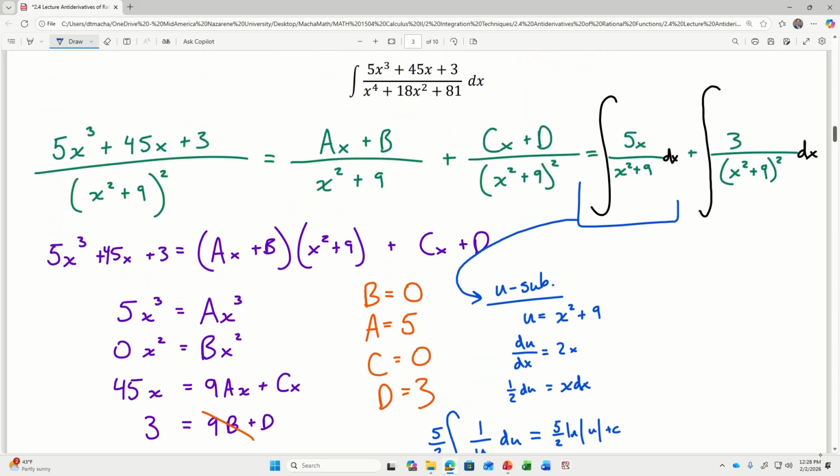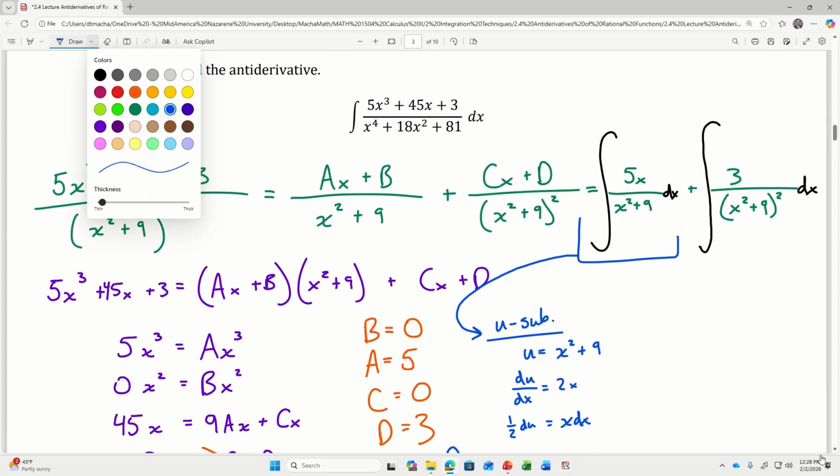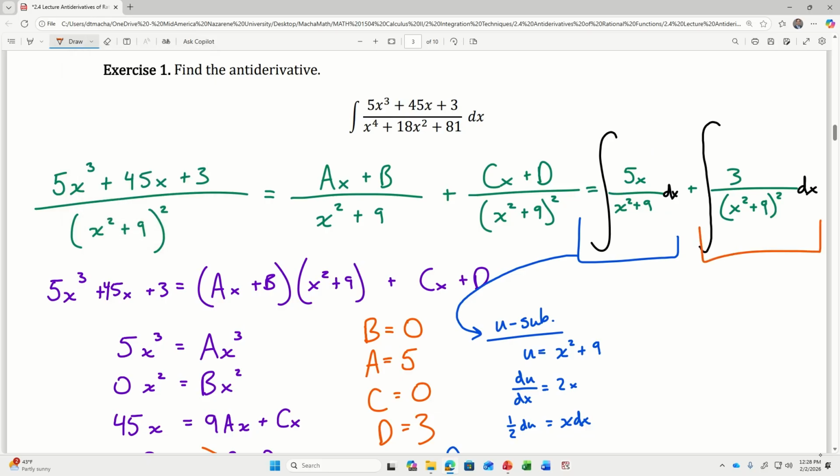Okay, now that's 1/2 of it. I also have to do the second antiderivative over here. So I'll switch to orange and solve this other one, which is 3/(x squared plus 9) all squared. What's the strategy I should use for this? The orange one. Yeah, this time I have to do trig substitution.